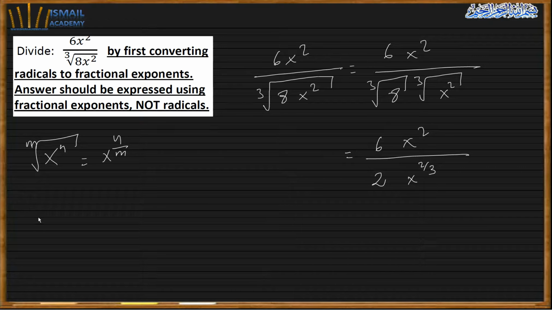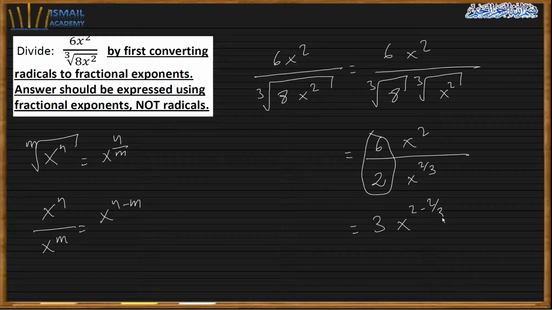Now we know that x^n over x^m, if a fraction, we subtract. So here this is 3, and this is going to be 2 minus 2 thirds, which is 4 thirds. So 2 minus 2 thirds is 6 minus 2 over 3, which is 4 thirds. So it's going to be 3x to the 4 thirds, because they want fraction as exponent, so I take out the radical. I hope this one is clear.